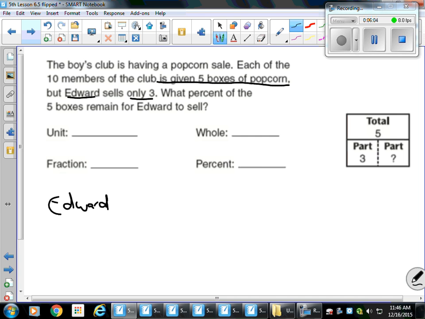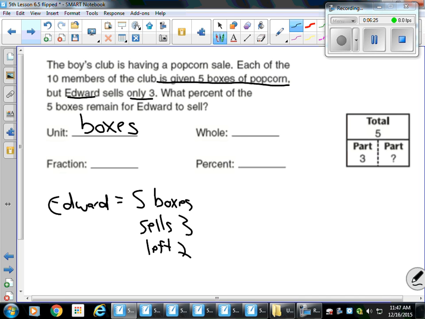Edward, let's see here. He starts with 5 boxes, right? He sells 3 of them. So he has 2 left. Okay, that's basic math there, okay? What percent of the 5 boxes remain for Edward to sell? Okay, my unit is boxes. My whole, Edward starts with 5 boxes, right? How many does he have left to sell? He has 2/5 left to sell.